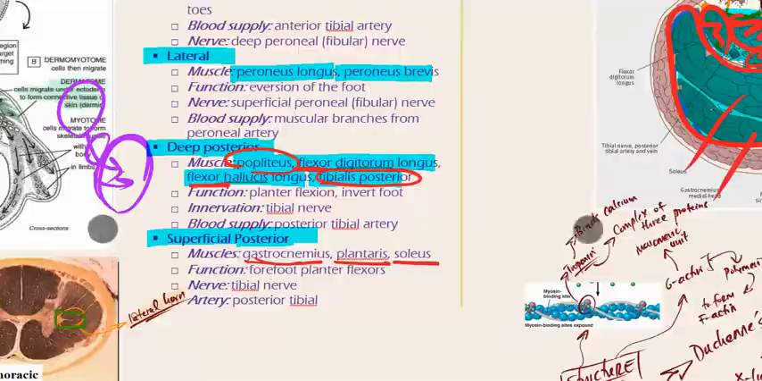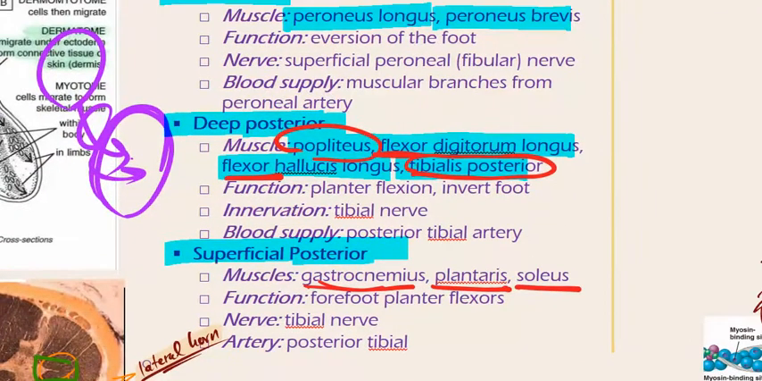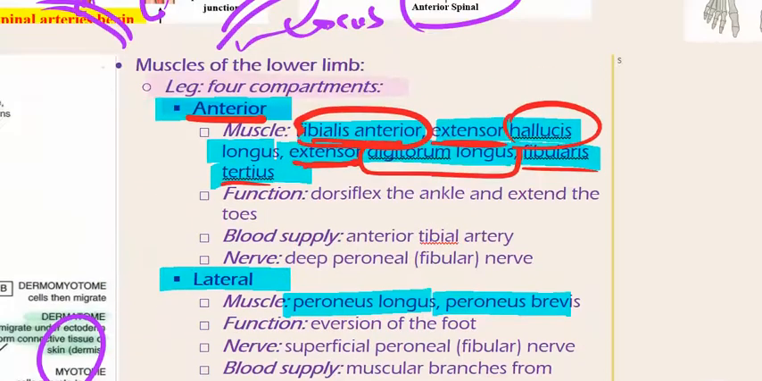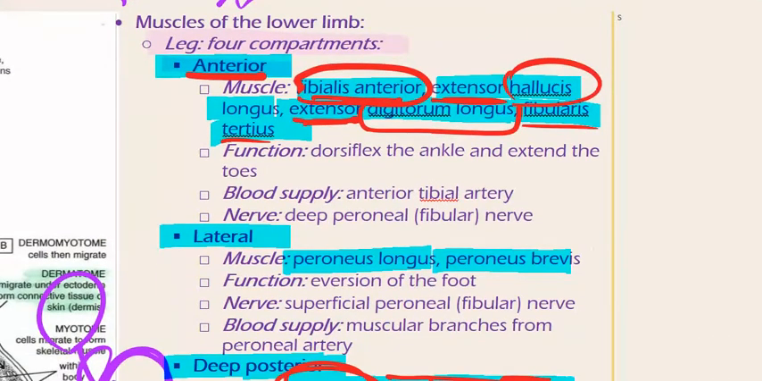But when you go to the deep posterior compartment, you're going to have tibialis posterior, then two flexors: the flexor hallucis longus, then flexor digitorum longus. So it's the same concept, and then another extra muscle. So you have the popliteus, another small muscle.